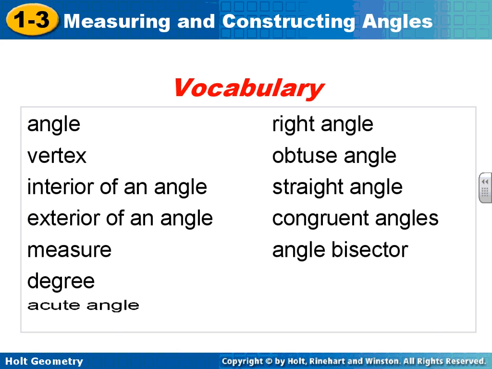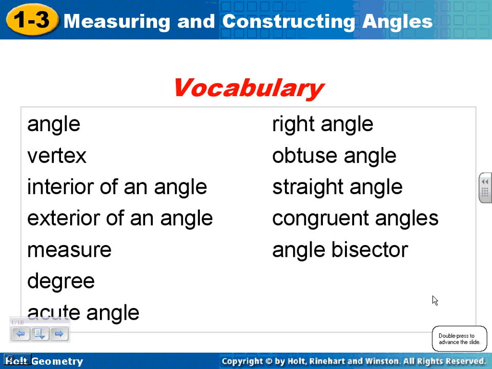Geometry Notes 1.3. In this section, some of the vocabulary you'll be talking about: angle, vertex, interior of an angle, exterior of an angle, measure, degree, acute angle, right angle, obtuse angle, straight angle, congruent angles, and angle bisectors. Hopefully, some of those words you are already familiar with.